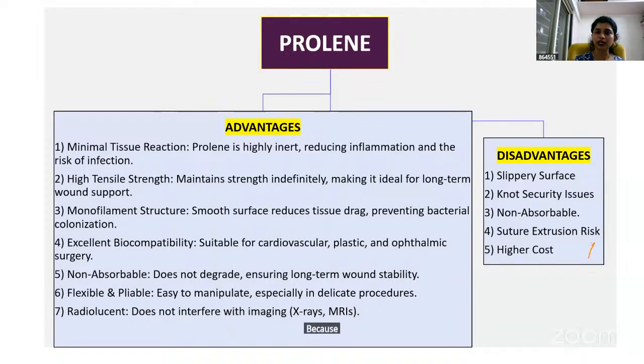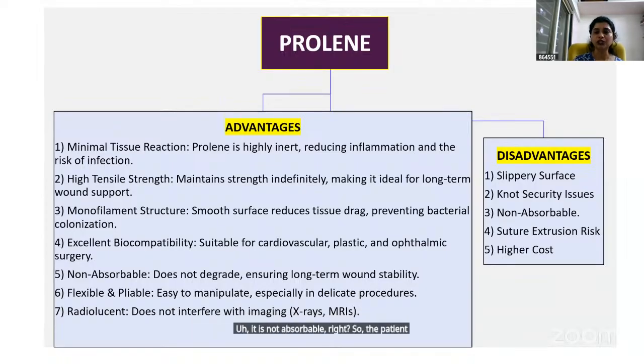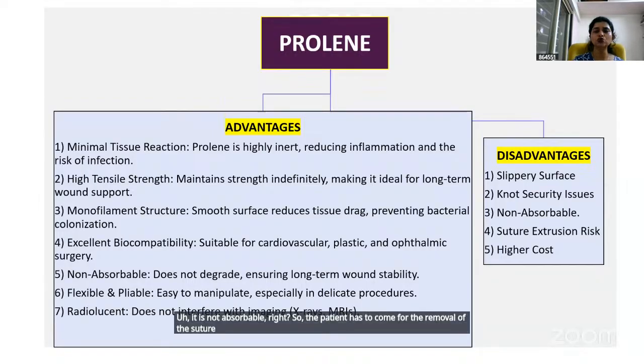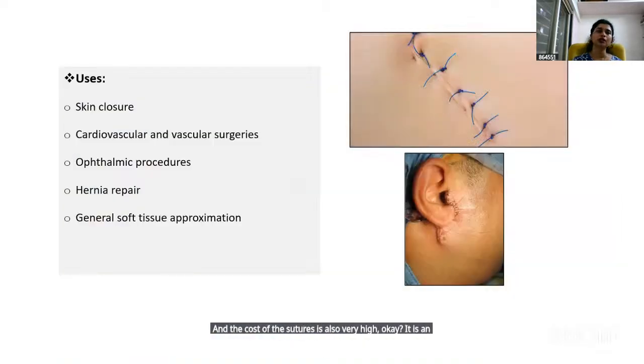Because it is monofilament, knot security is again an issue, which is a general disadvantage of monofilament sutures. It is non-absorbable, right? So the patient has to come for removal of the suture. Suture extrusion is a risk that is involved, and the cost of the sutures is also very high. It is an expensive suture. Uses: it is used for skin closure, for CVS cases, ophthalmic cases, hernia repair, and general soft tissue approximation.